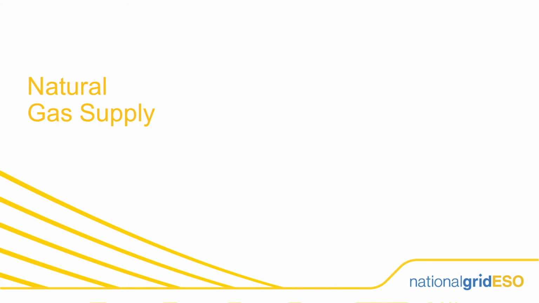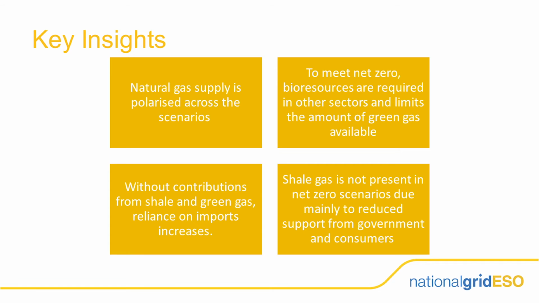Moving on to the natural gas supply section of this presentation. Here are the key insights for natural gas supply. Firstly, natural gas supply is polarised across the scenarios. This is due to having two high natural gas demand scenarios and two low natural gas demand scenarios. As we saw earlier, to meet net zero, bioresources are required in other sectors to get negative emissions, and this hampers the development of green gases in the scenarios. We will see that later without contribution from shale and green gas.